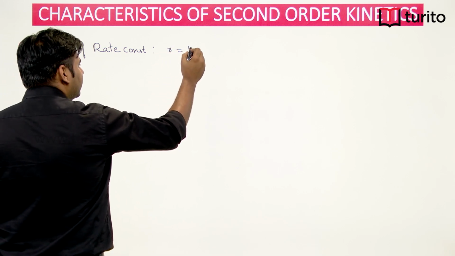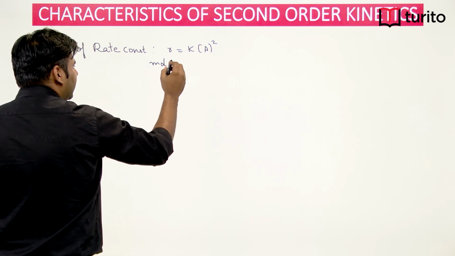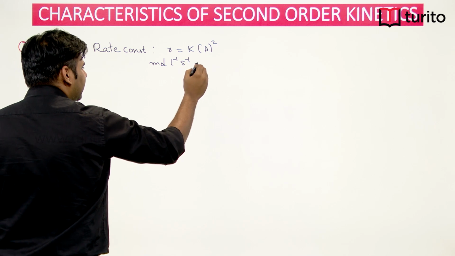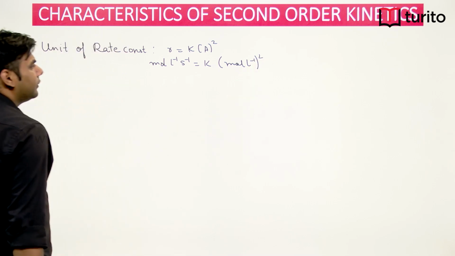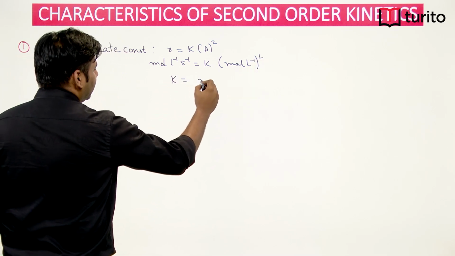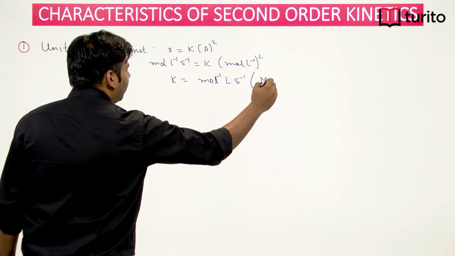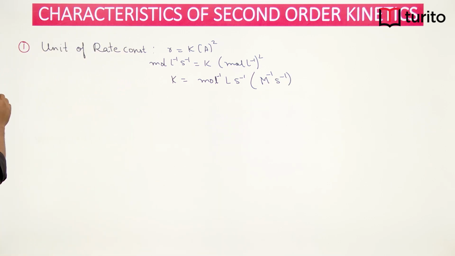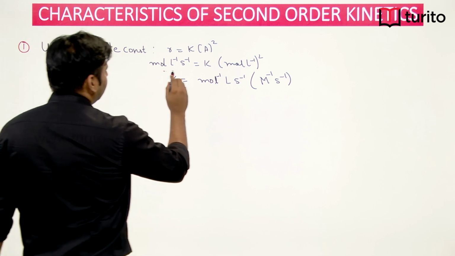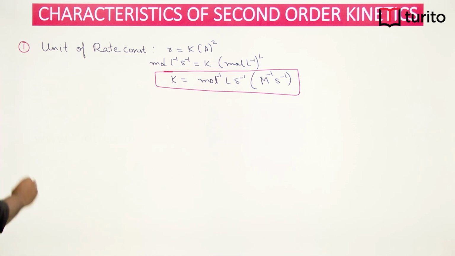So we know that rate is equal to K into concentration of A raised to power 2. The rate is mole per liter per second, and the unit of concentration is moles per liter, squared. So basically the unit of K would come out to be per mole liter per second, or per molar per second. This you can easily do by dimensional analysis. So the unit of rate constant is this.